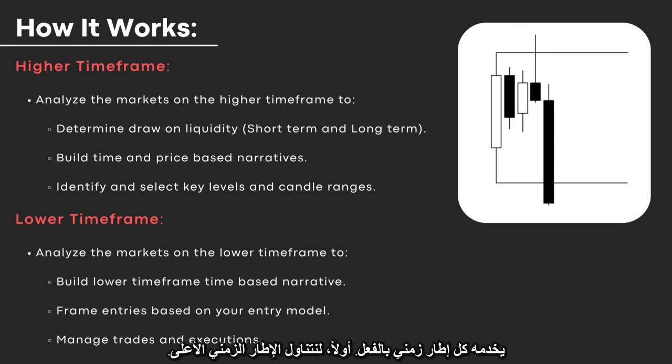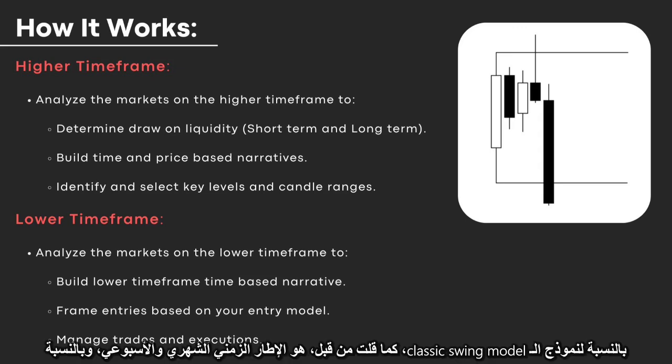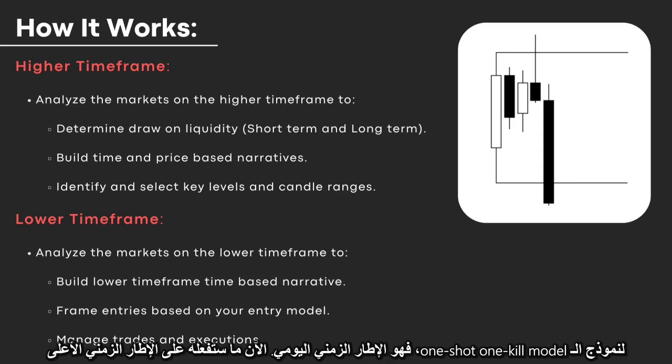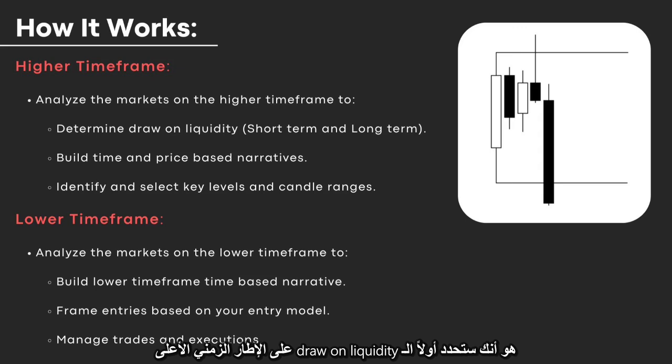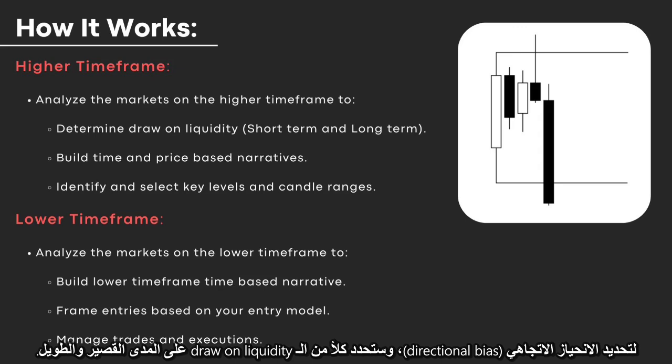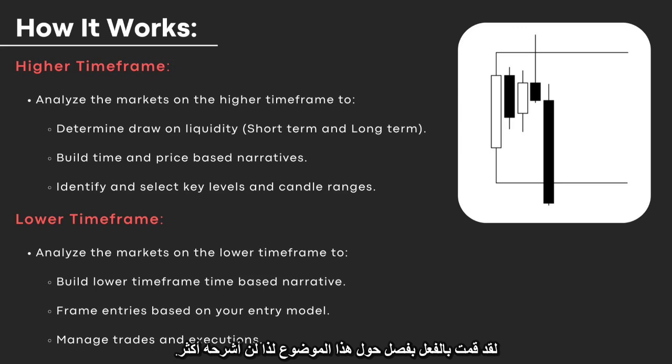First of all, let's discuss the higher time frame. For the classic swing model, as I said before, it's the monthly time frame and the weekly. And for the One Shot, One Kill model, it's the daily time frame. Now, what you're going to do on the higher time frame is, first of all, determine the higher time frame drawn liquidity or the directional bias, and you're going to determine both your short-term and long-term drawn liquidity. Now, I've already made a chapter on it, so I'm not going to explain it further.